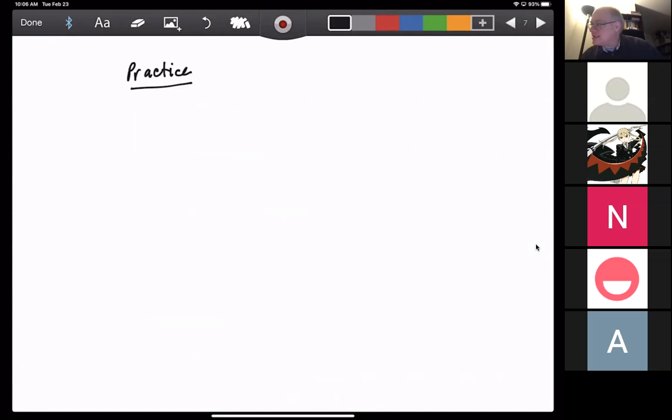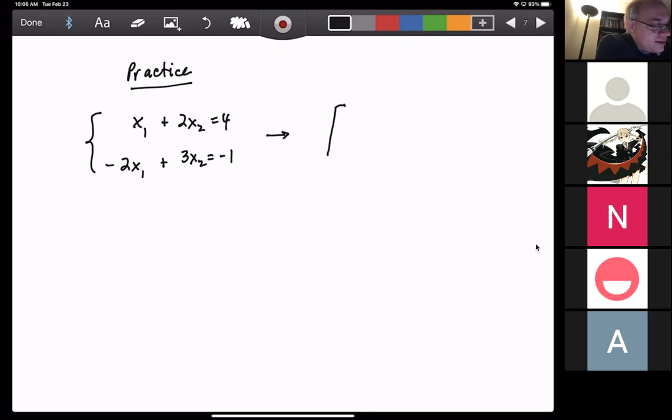All right, so let's practice this. We've got x1 plus 2x2 is equal to 4, and -2x1 plus 3x2 is equal to -1. All right, so the augmented matrix for the system: we have 1, 2, 4, -2, 3, -1. Can everyone see what we're doing to get from our system written out in terms of the equations and moving that towards the augmented matrix?